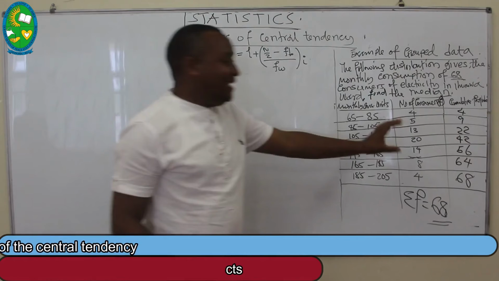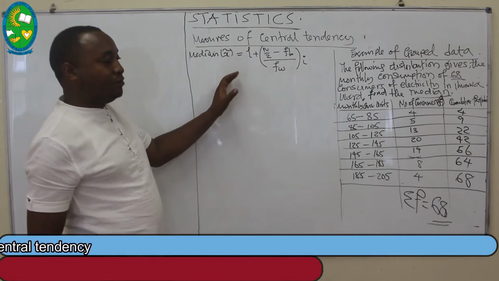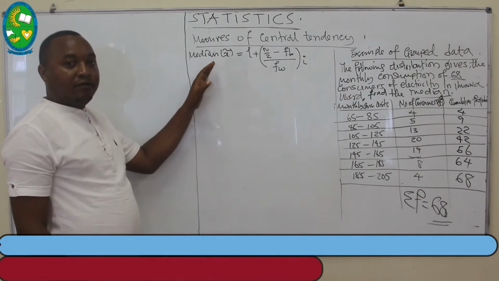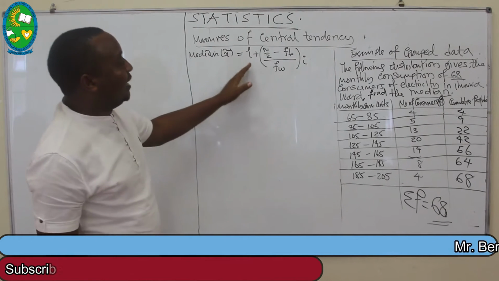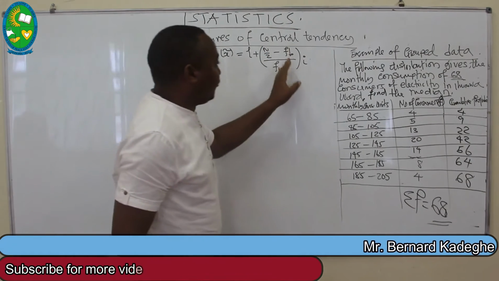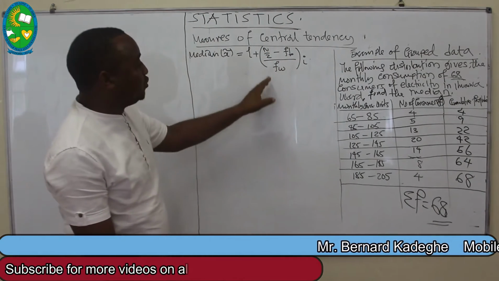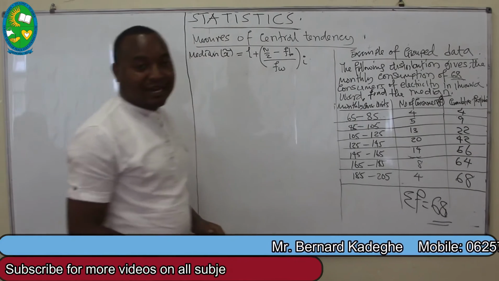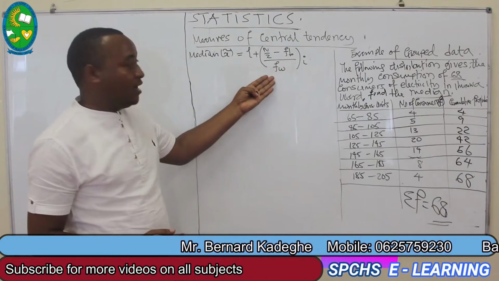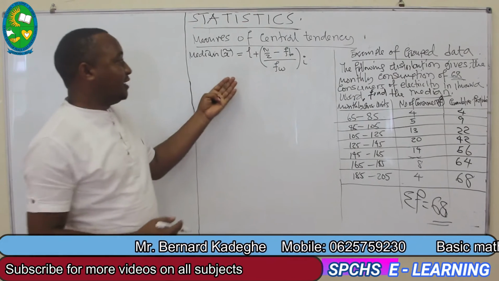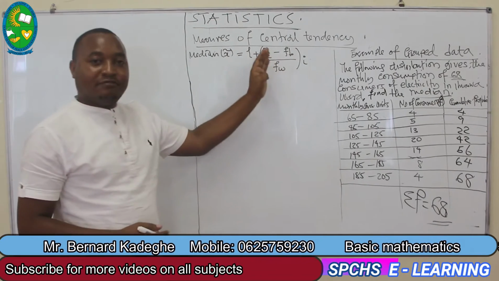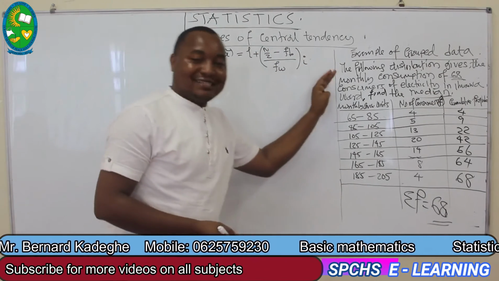So after having filled in this table, we now come to solve for the median. Here we have the formula for median. It says L plus brackets n divided by 2 minus frequency below, divided by the frequency within, brackets, times I, which is the class interval. Okay, let's analyze this formula for median.